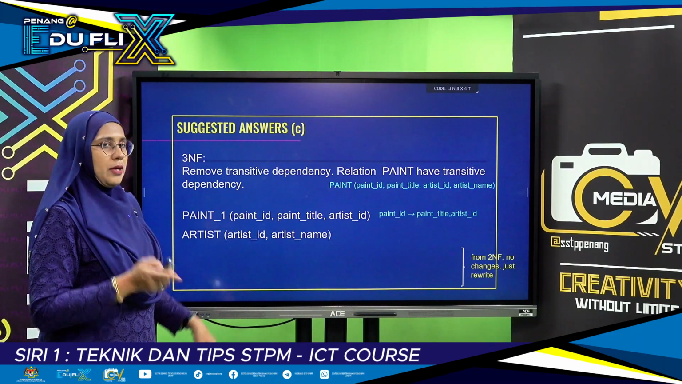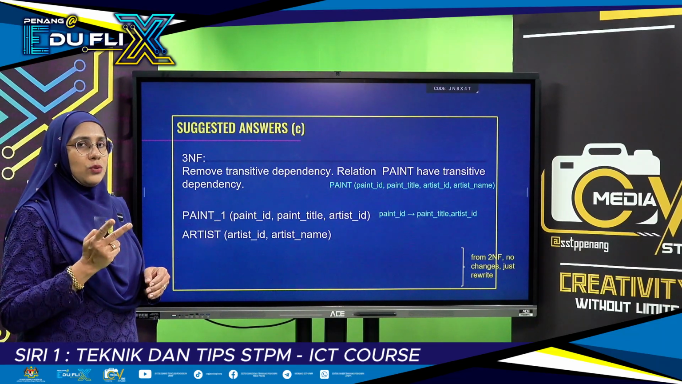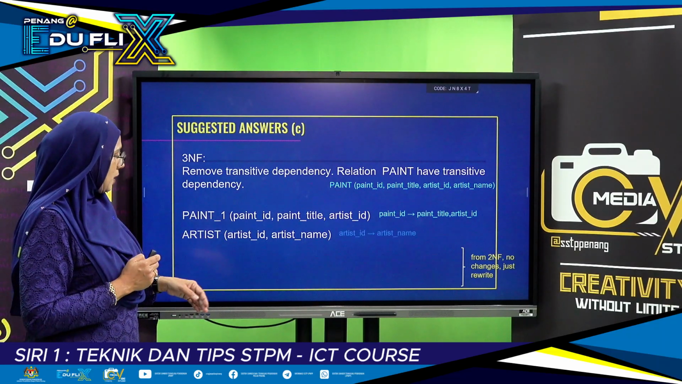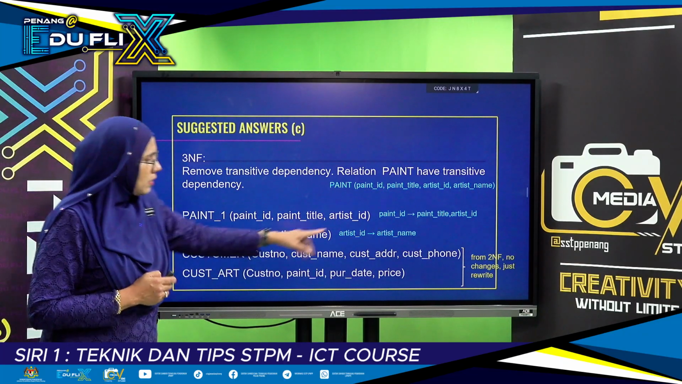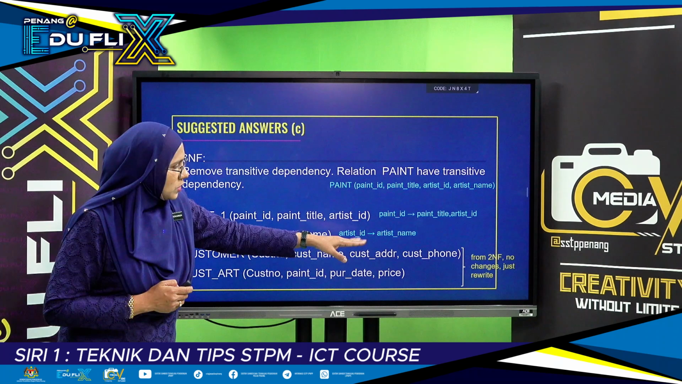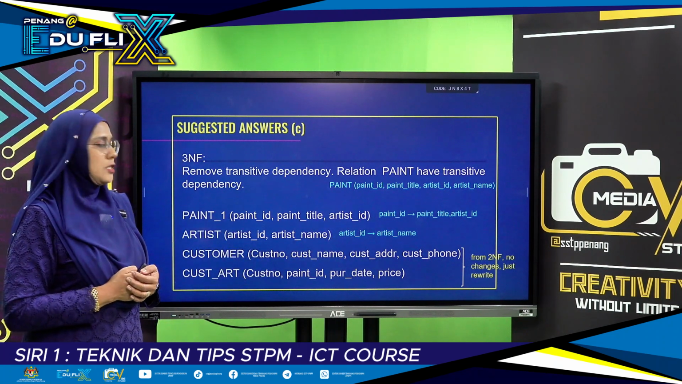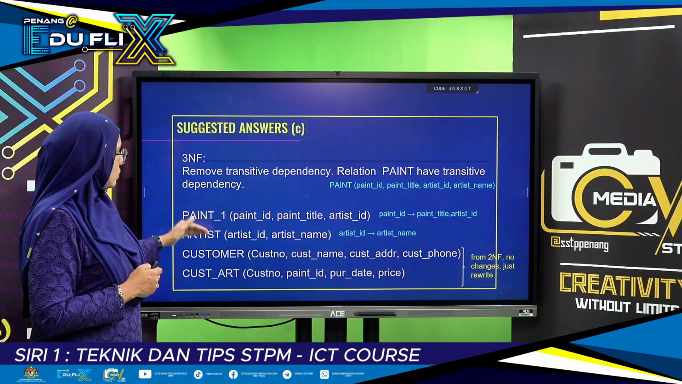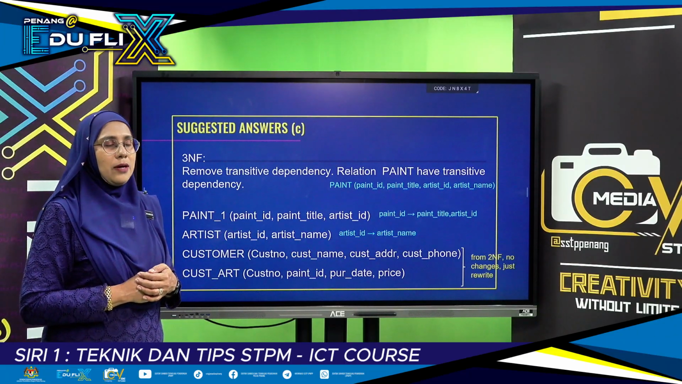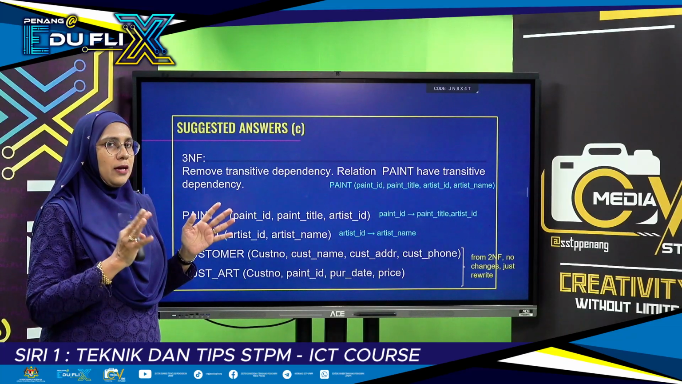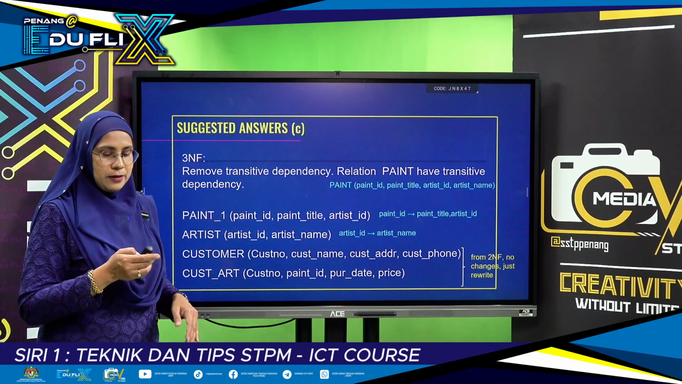Then from the previous normal form, you have another 2 schemas. Just copy, you have to rewrite. This is from the previous. From second normal form, no changes, just rewrite. So at the end of this normalization, you will have 1, 2, 3, 4 relational schemas. From the beginning you have 1. After you do all the normalization, you have 4 schemas here.